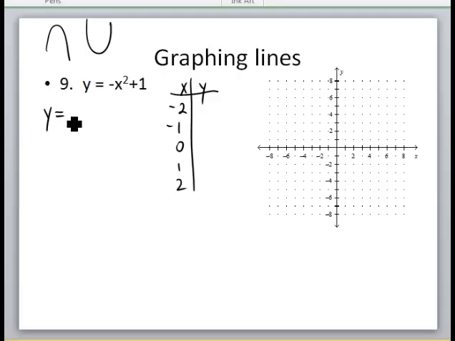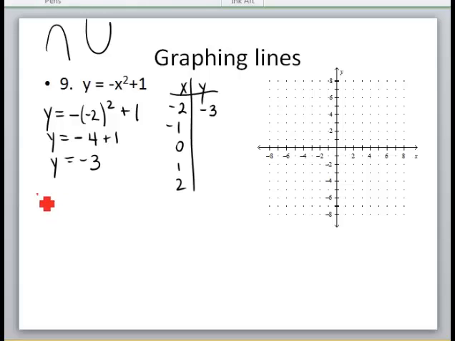I've got y equals negative parentheses squared plus 1. This is the way I like to do it. I put negative 2 in first. I say, okay, for following order of operations, I keep my negative. Negative 2 times negative 2 is 4, plus 1. So y is negative 3. So I have one ordered pair, negative 2, negative 3.